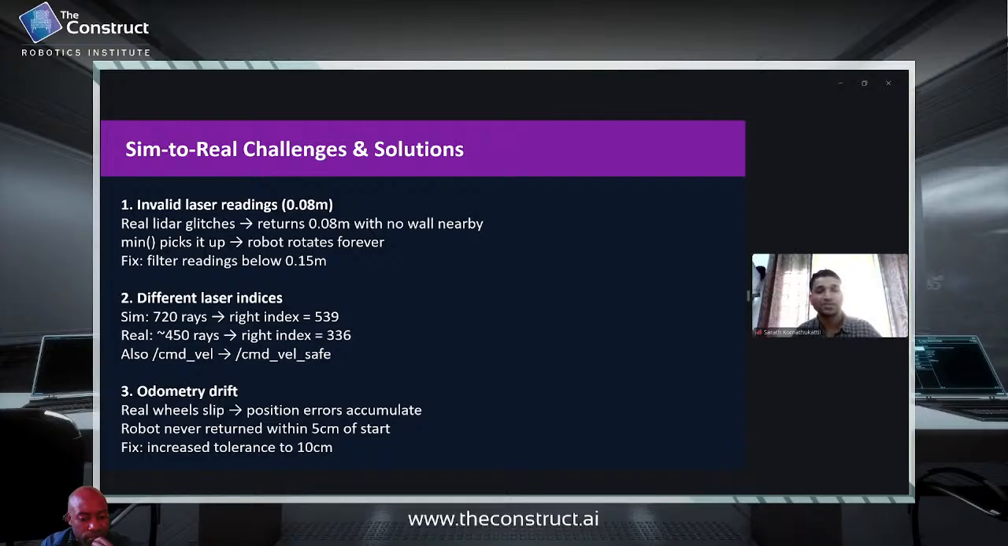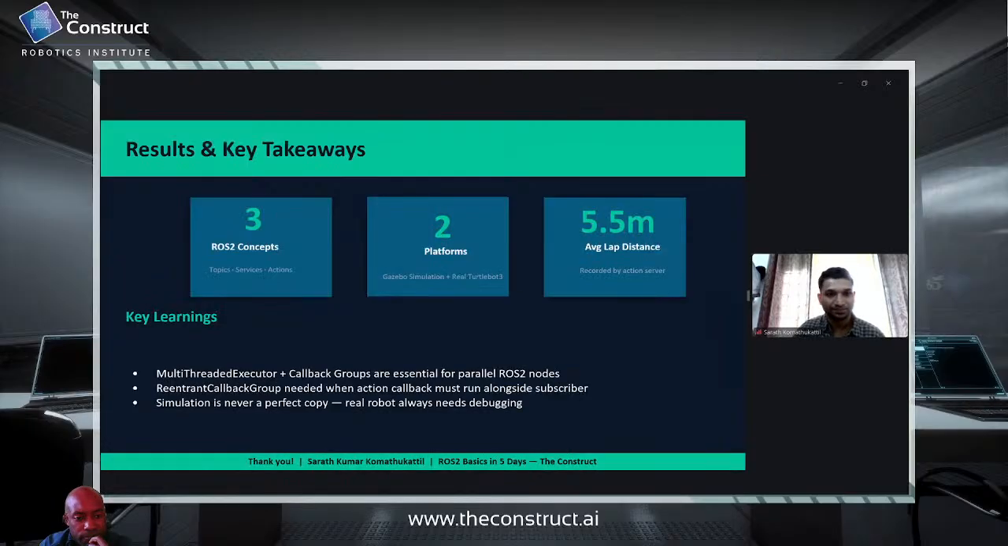And there was some TF and odometry shift, I believe due to real wheel slip, so the lap couldn't be detected as completed, as the robot never returned to within 5 centimeters of the start point. So I increased the tolerance to 10 centimeters to measure the lap completion. And did it work? Yes, it did work. Okay.